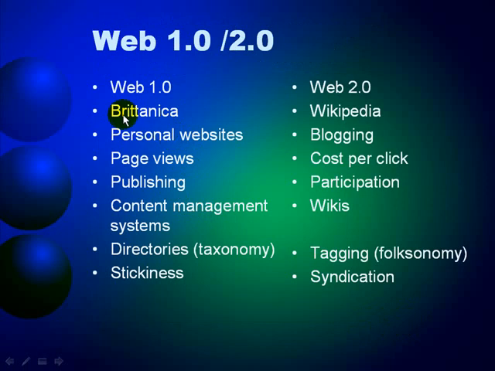Under Web 1.0 we have things like Britannica. Now under 2.0 we have Wikipedia, which is an encyclopedia, which is also a wiki. So you and I can contribute to that encyclopedia. Okay, collective intelligence. We have personal websites in 1.0. Now we have blogging. Again, a lot of information being contributed to the web. Page views and cost per click. Publishing versus participation. Content management systems in 1.0. And now wikis, where people can collaborate.